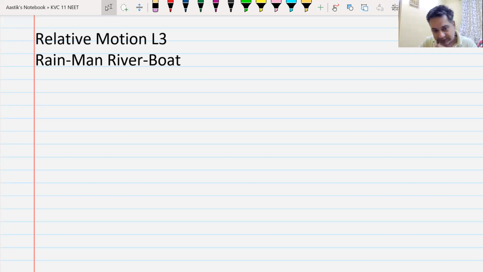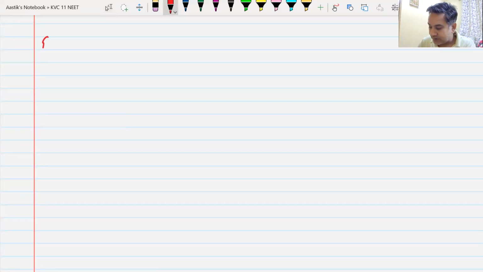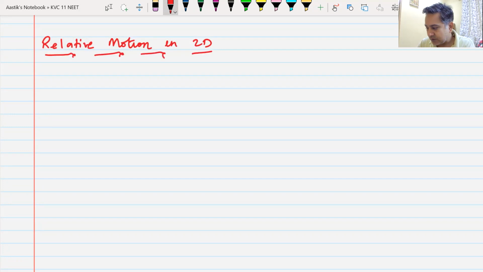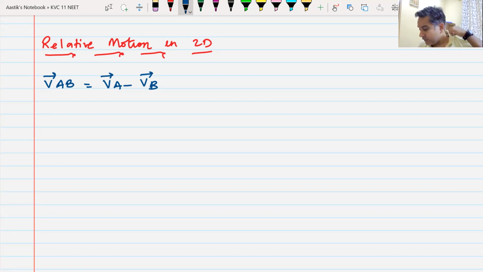Whether you call it relative motion in one dimension or in two dimension, if you want to find out the velocity of any body A with respect to any other body B, you need to subtract the velocity of B from the velocity of A. The only difference here is that this velocity may not be along one axis, the body may be moving along a plane. Do we understand this? Yes or no?